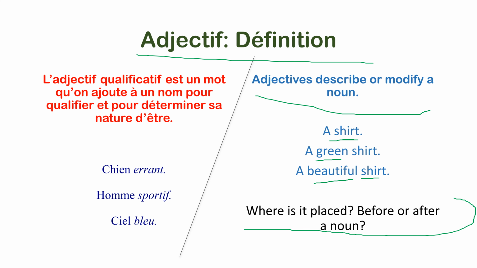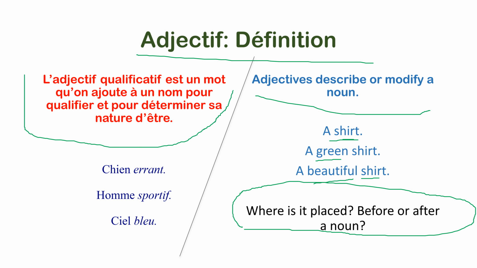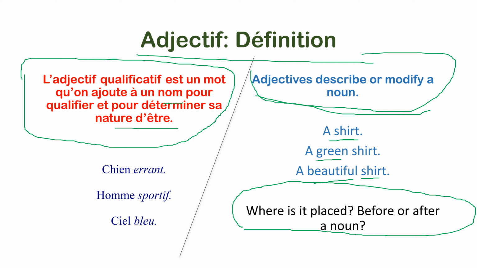What I would like you to do now is, where is the adjective placed? Is it before or after a noun? Keep that in mind. We're going to come back to it later on. Now, let's look at the definition in French. L'adjectif qualificatif est un mot, a word, qu'on ajoute à un nom, a noun, pour qualifier et pour déterminer sa nature d'être. This is just beautiful wording. What it means is nothing more, nothing less than the definition in English.